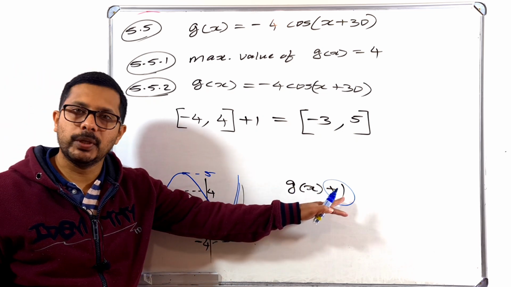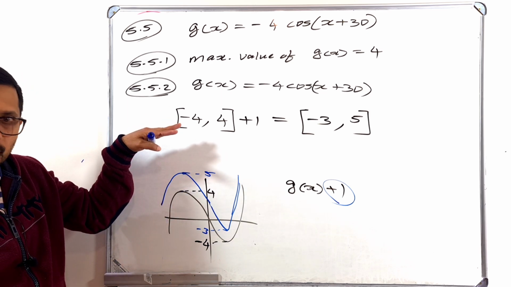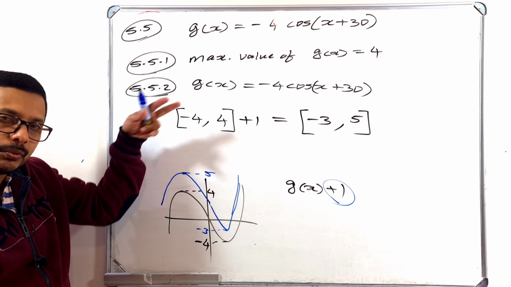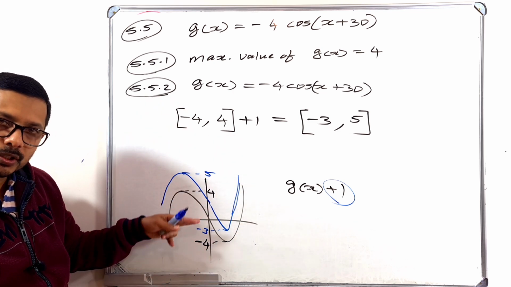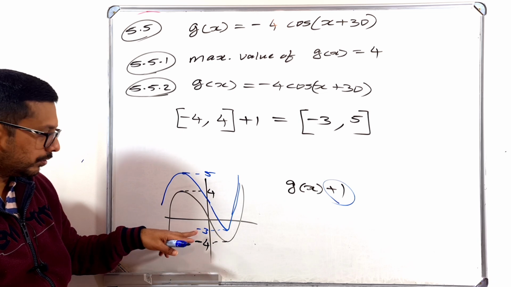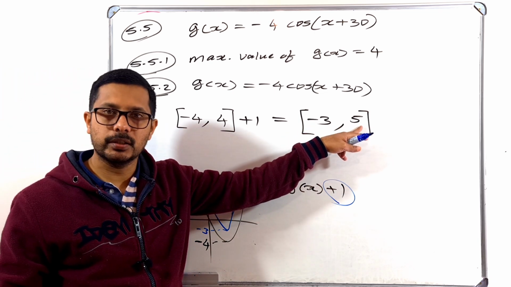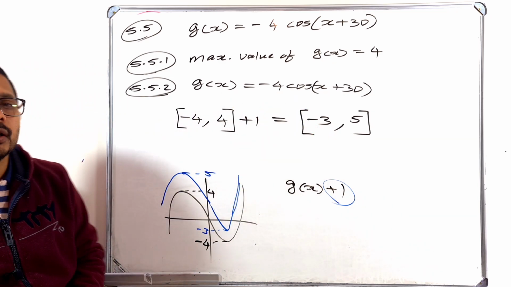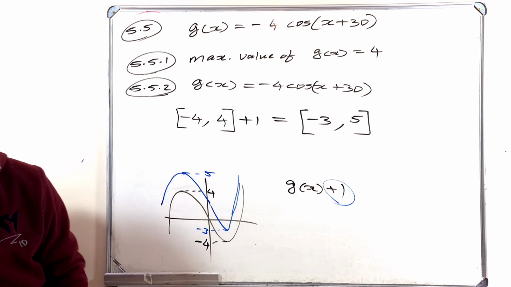G of x plus 1 means the entire graph of g of x is shifted 1 unit upwards. So here the g of x graph maximum is 4; 1 unit upward means 5. Minimum is -4; 1 unit upward means -3. So what is the new range? From -3 to 5. Did you get the same answer? Okay, so this is an easy, shortcut method to find the answer. So that is 5.5.2. Now let's go to the next question, 5.5.3.